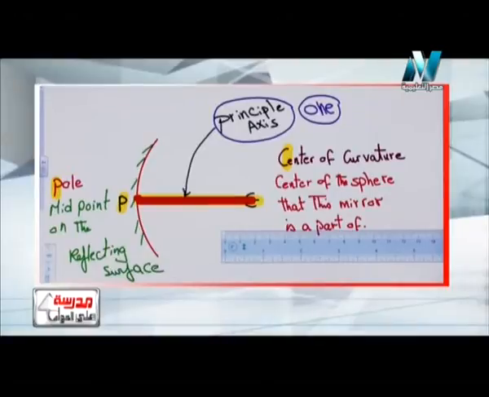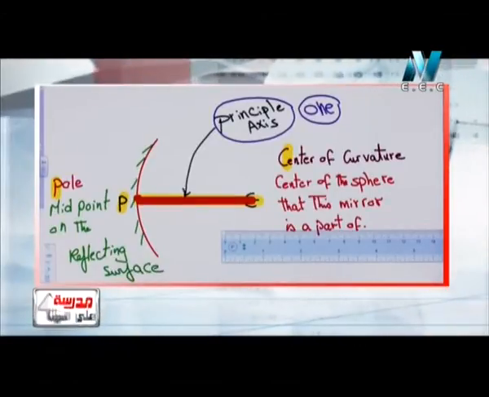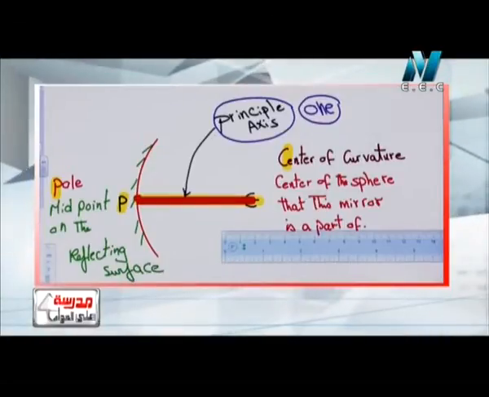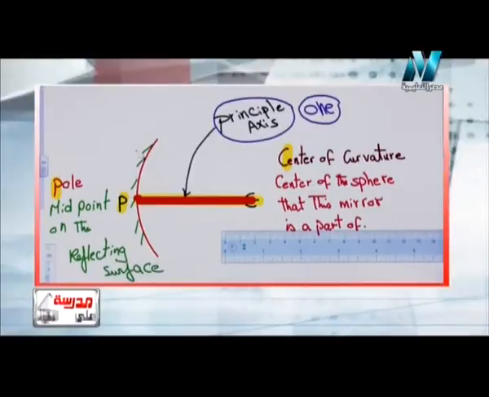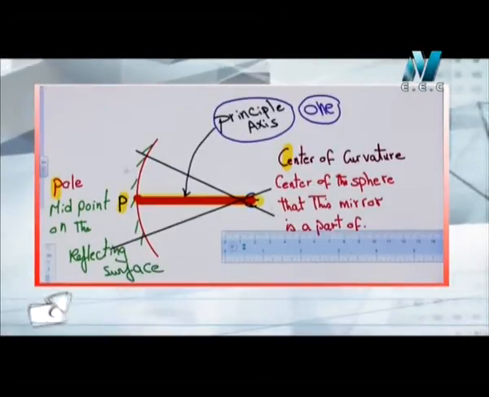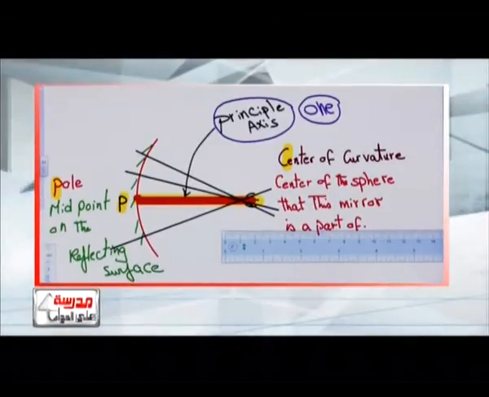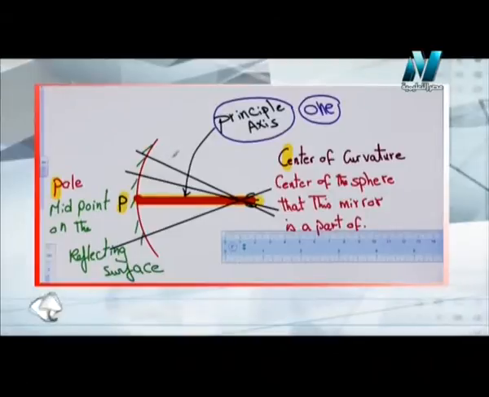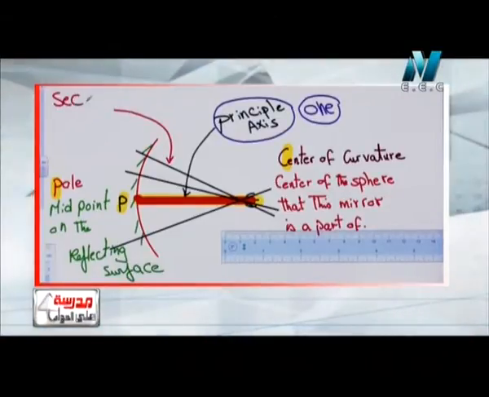But at the same time, we have another line here. This line is called what? By using the ruler again, I will draw this line. But here we have another line like that, or like that, or like that. We can draw many lines, as we see, dear students, here. These lines are called secondary axes.